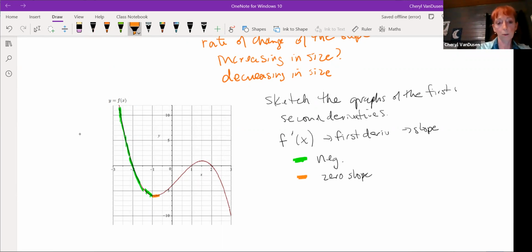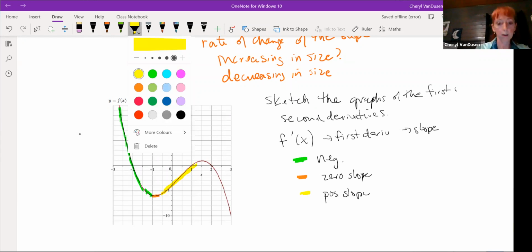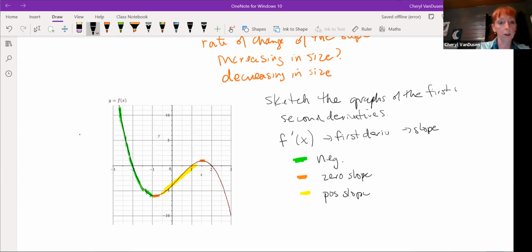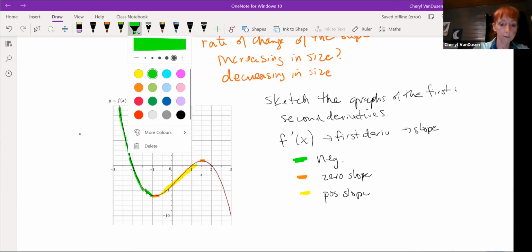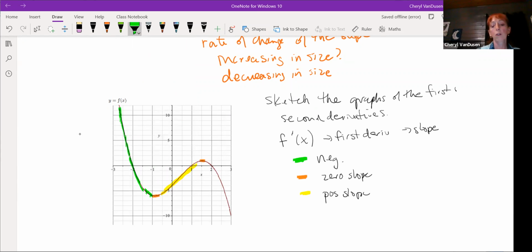Then carrying on, I'll just keep on changing my colors. I use yellow. This is a positive slope from here up to here. If you think about a line going that way, that's a positive slope. And we've got, again, another 0 here. I use the same color, so I don't need to color code anymore. And then we've got a negative slope.